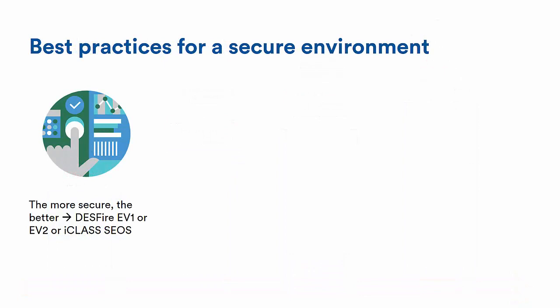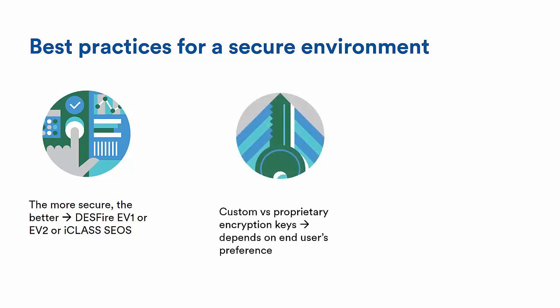So to bring this all together, how do you respond to a customer asking for best practices for a secure credential environment? The answer is that the more secure the better, like in the case of MIFARE DESFire EV1 or 2 and iClass CIOS. When we talk about card security, mobile credentials are as secure as CIOS and DESFire EV1. Custom encryption keys will also allow your end user to have unique encryption, but they must keep it a secret.